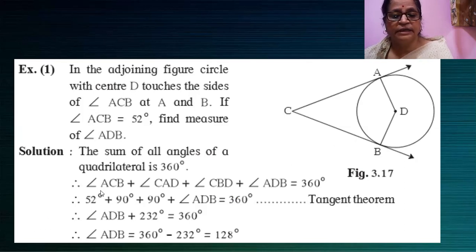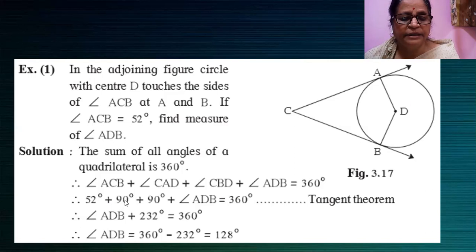So here angle ACB plus angle CAD plus angle CBD plus angle ADB is equal to 360 degrees. Meaning the first angle is this ACB, the second angle is CAD, the third angle they have taken is CBD, and the fourth angle is taken ADB. Then we know the measure of angle C, that is given, meaning ACB's measure is 52. It is given in the example.